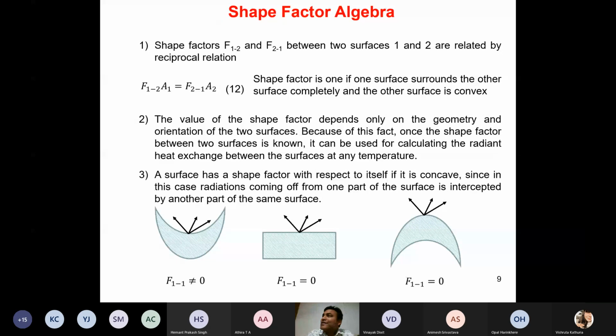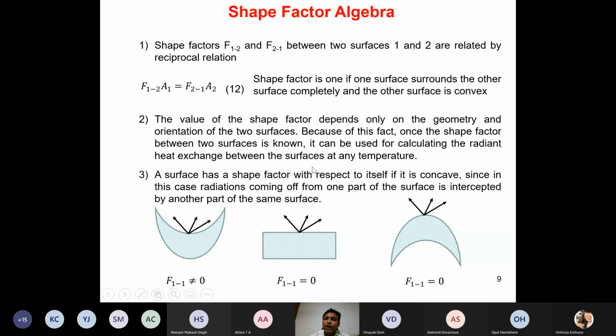Now the second property of the shape factor is that its value depends only on the geometry. This is very important. For whatever analysis we have done, the shape factor is dependent only on the geometry. It is not dependent on temperature, wavelength, or any other thing. So if we know the geometry of the objects, we can pinpoint the shape factors directly by doing the required algebra.